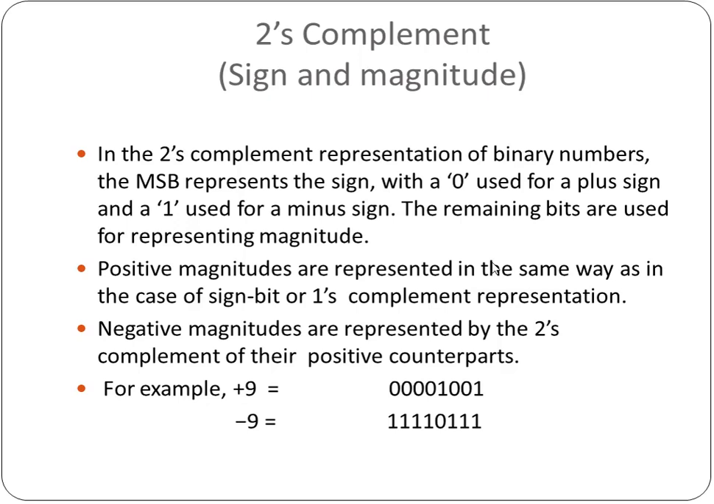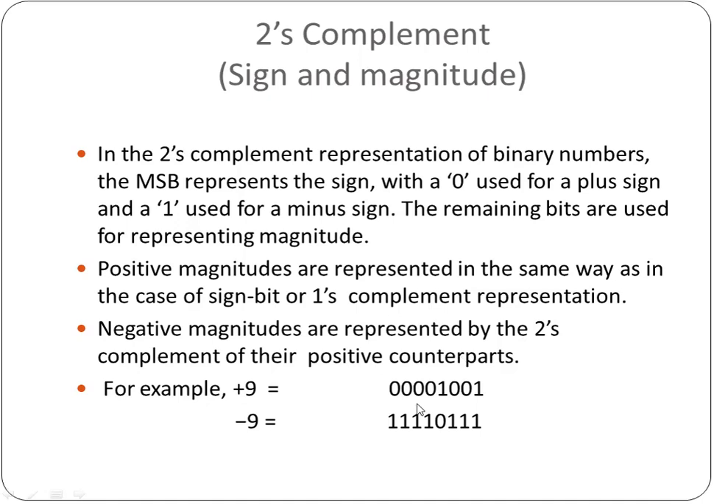In the 2's complement, we can also express numbers in sign and magnitude form. In the 2's complement representation of binary numbers, again the MSB represents the sign. 0 is used for the plus sign and 1 is used for the minus sign. The remaining bits are used for representing the magnitude. Here positive magnitudes are represented in the same way as in the case of sign bit or 1's complement representation, and negative magnitudes are represented by the 2's complement of their positive counterpart.